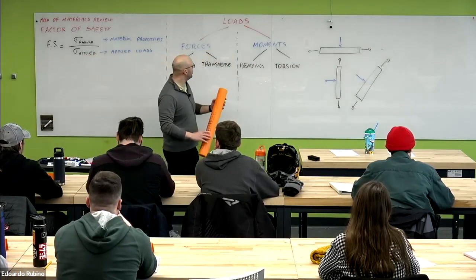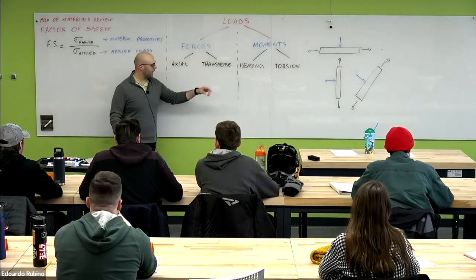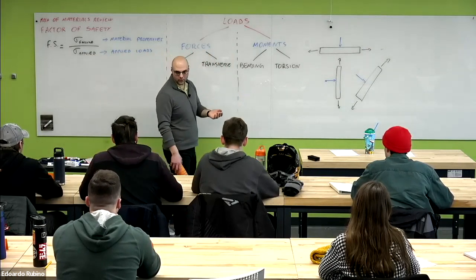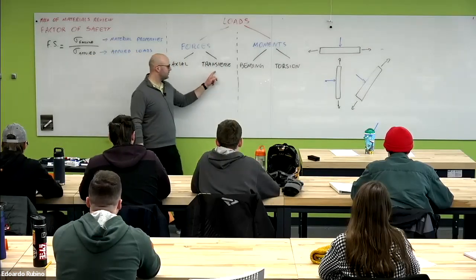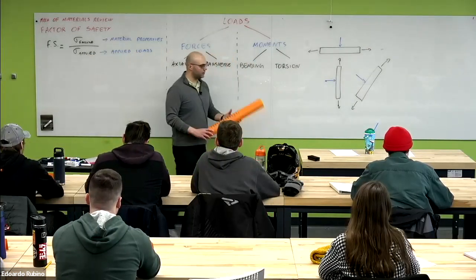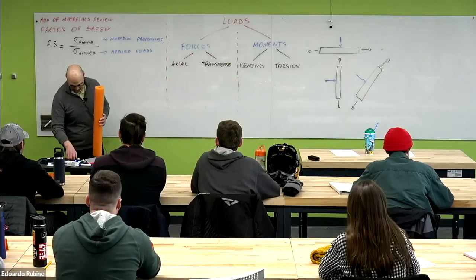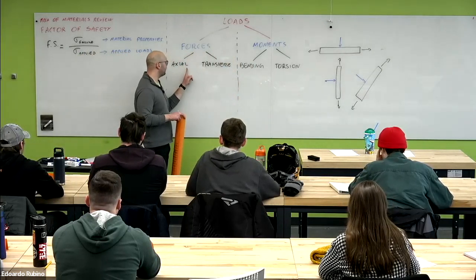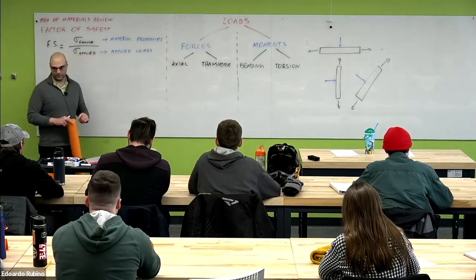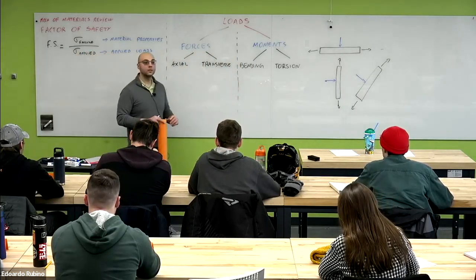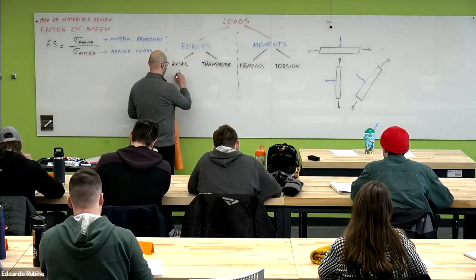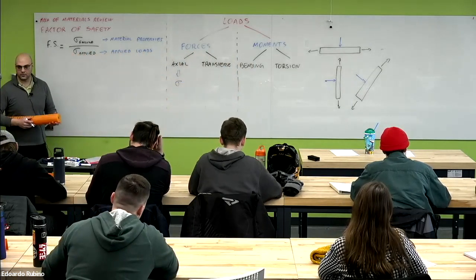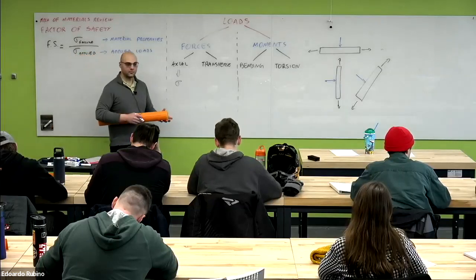So now that we know what type of loads we have and how to identify each of them, we should be able to recall what type of stress each of these loads will produce inside our beam. So if we have a certain axial force, what kind of stress do we have? Normal stress. If we have a transverse force, what kind of stress do we have? Shear.